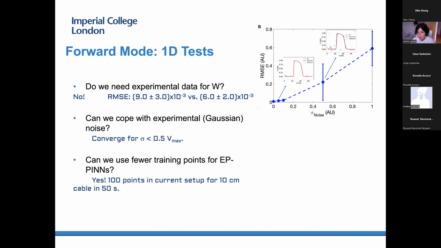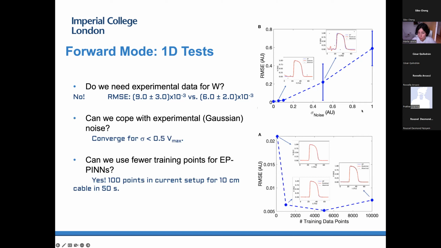And you can also really go down on the number of points that you give to the network. We went down to about 100 points before it performed poorly for this 1D cable simulation, which was in a cable of 10 centimeters running for 50 milliseconds, sorry, not seconds.